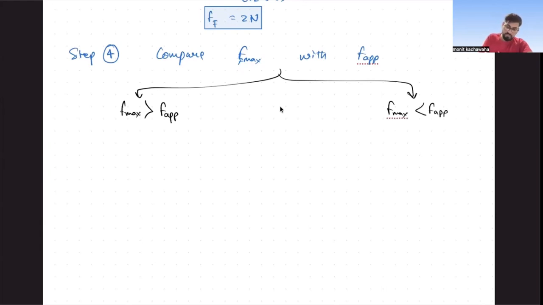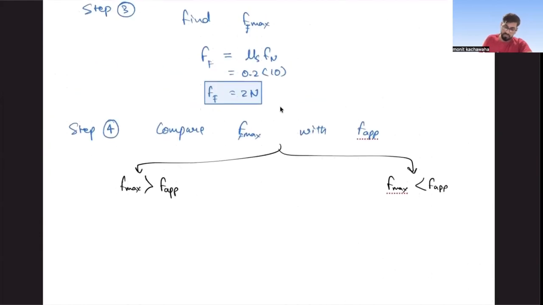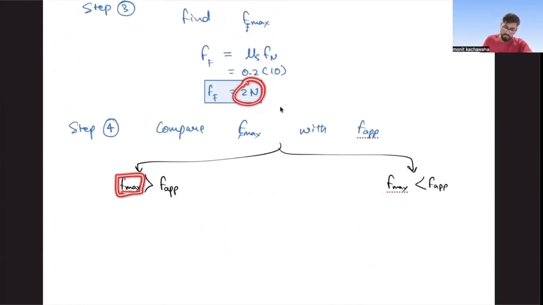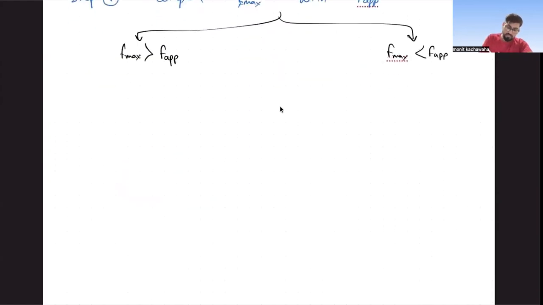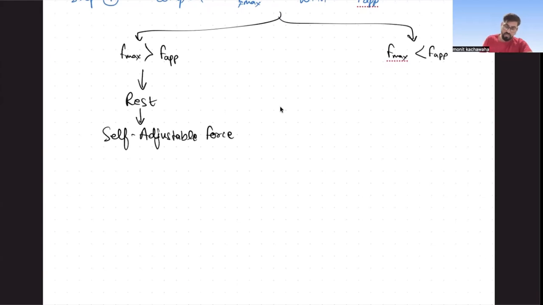So in our case, what is happening? This 2 Newton, which is the F maximum, 2 is greater than 1, and 1 is the force applied. So in this case, it will not move. It will be at rest. Because if it is at rest, it is a self-adjustable force. So you will not say that my friction is 2 Newton. My friction will be equal to the applied force. The friction will only apply till how much force you are applying.